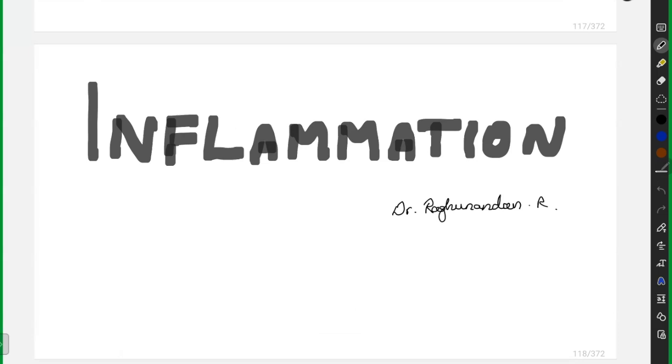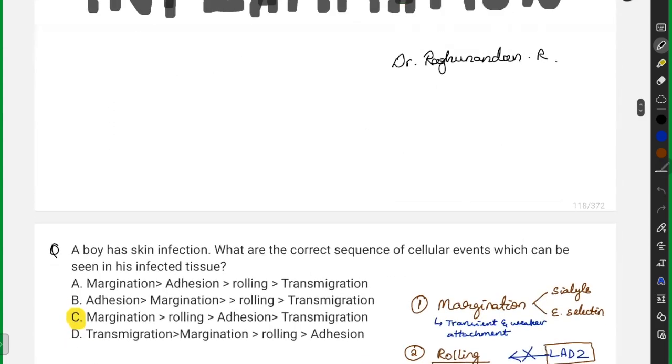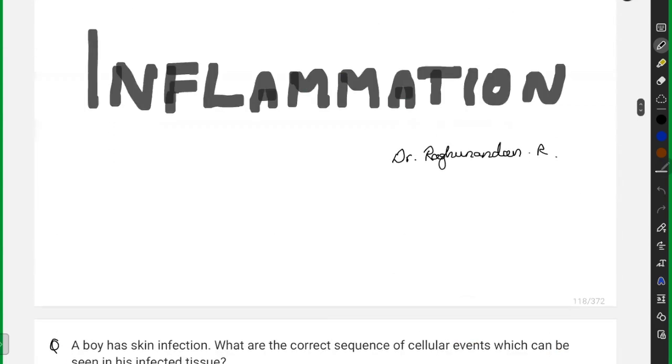understand. Inflammation is nothing but a response from the vascular tissues to some injurious stimulus. Okay, that is called inflammation. So whenever there is any foreign body or any injurious stimulus, your body reacts. Who reacts in your body? Your vascular tissues.